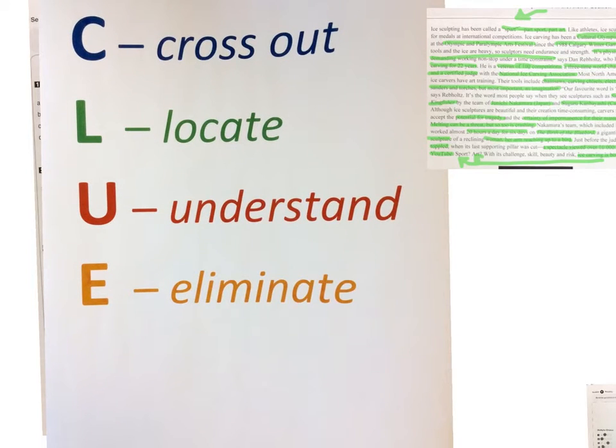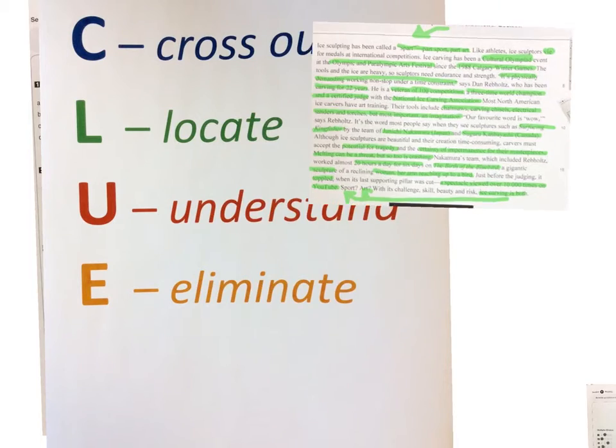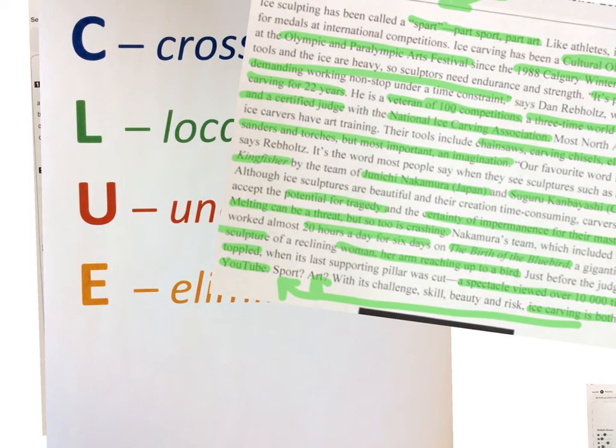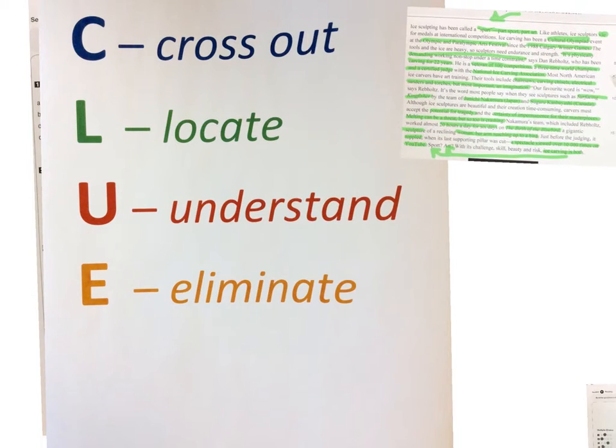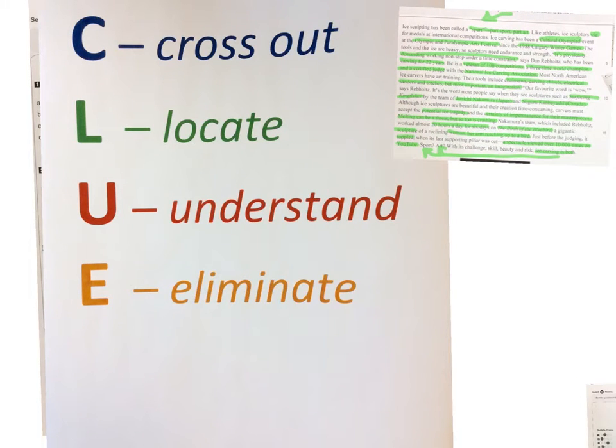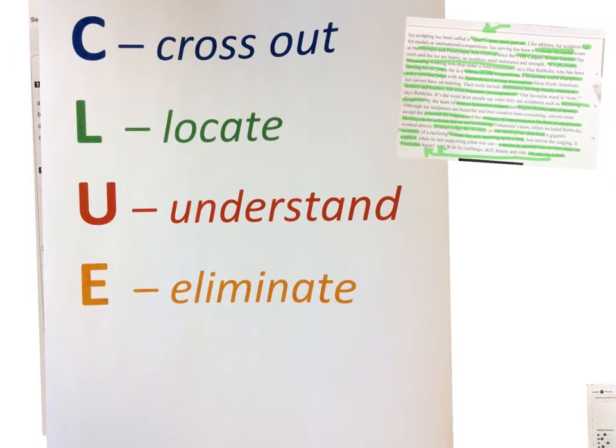So C stands for crossing out any wrong answer. L is for locating the information in the paragraph or the text itself. That's why we did a lot of highlighting. So we'll go back and see if we can locate where each of these questions are. U is for understanding the context or the meaning of the word, of the quotation, of the sentence. And E is for eliminating any distracting answers. Answers that really don't have anything to do with the question or the reading that we've just highlighted.